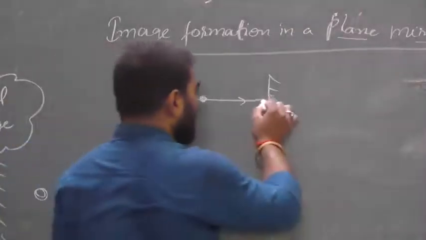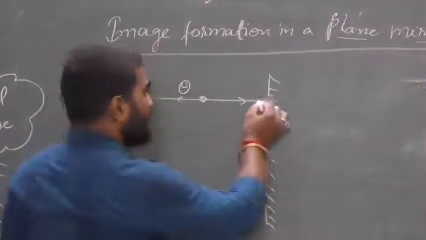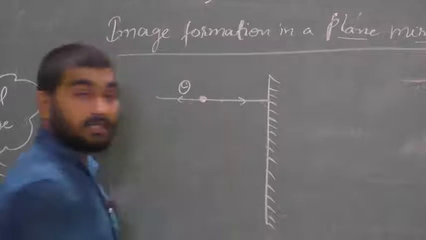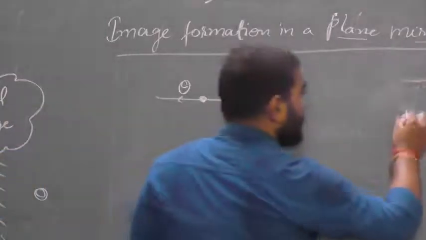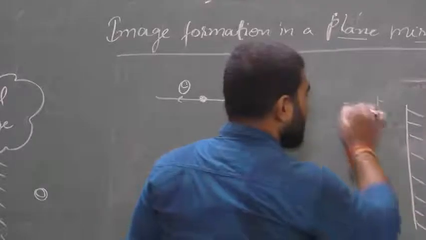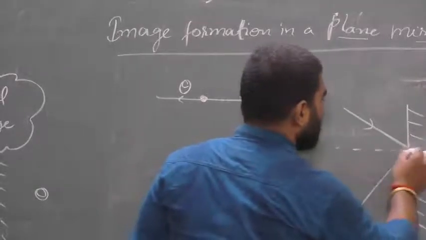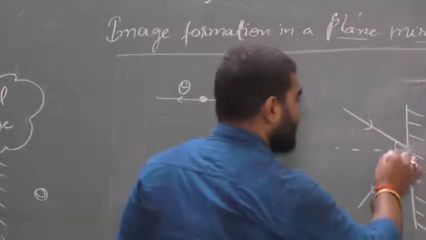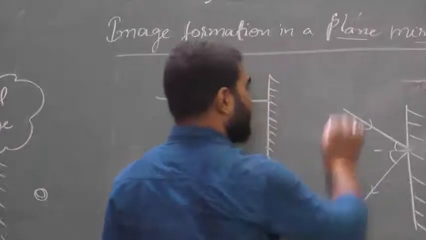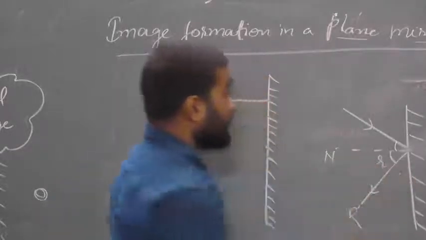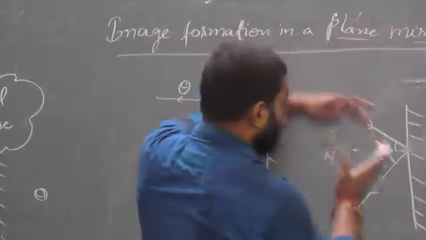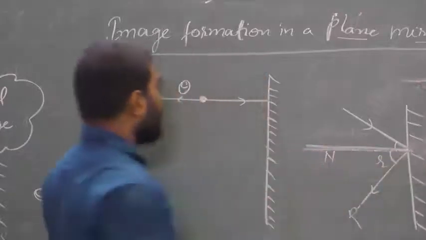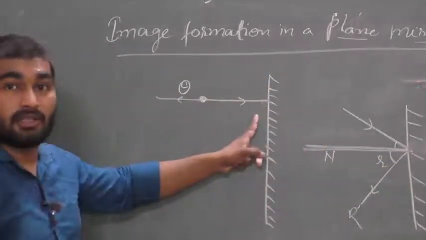You will say, why is it 0 degrees? It is 90. No, the angle of incidence and angle of reflection will be 0 here. Why? What do you mean by angle of incidence? The angle between the incident ray and the normal is called the angle of incidence. And the angle between the normal and the reflected ray is called the angle of reflection. But the incident ray, reflected ray and normal are all in a single line, so both angles are 0 here.